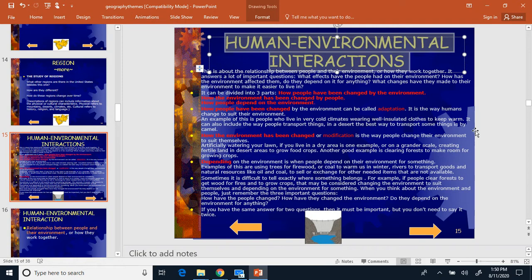Okay. So when you talk about human environment interactions, you're talking about how you change yourself to meet the environment you live in, how you change the environment around you so that you can live there, and what things in the environment you need to survive. Okay. So that's human environment interaction.